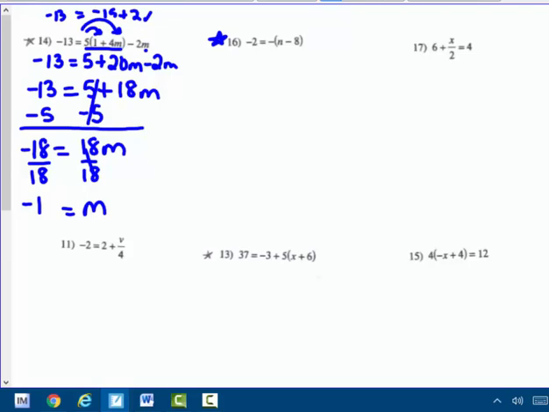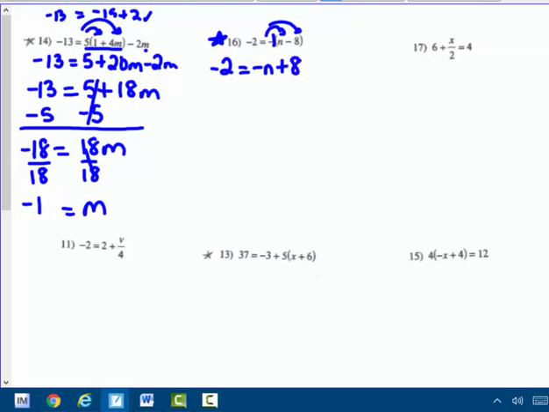Now I'm going to go on to the next problem. Number 16 says negative 2 is equal to the opposite of n minus 8. Or negative 2 is equal to negative 1 distributed to n minus 8. And that's usually how I do it. So I'm going to distribute. Negative 1 times n is negative n. Negative 1 times negative 8 is positive 8.